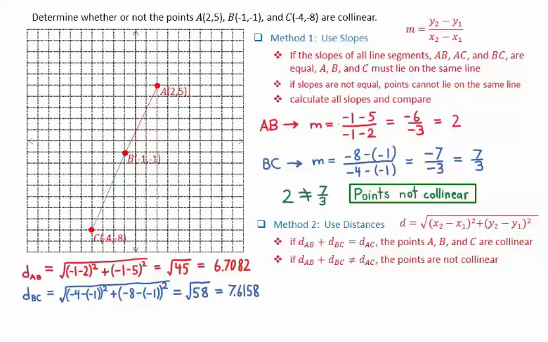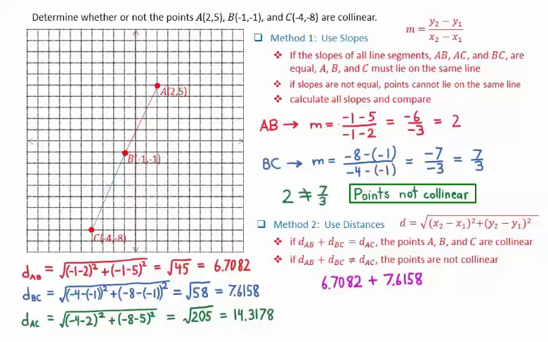Finally, the long line segment AC. Again, the distance formula, the change in x coordinates, -4 minus 2 squared, plus the change in y coordinates, -8 minus 5 squared. This gives us the square root of 205, which is equal to 14.3178.